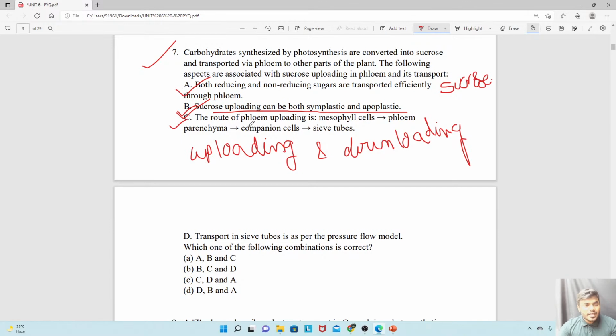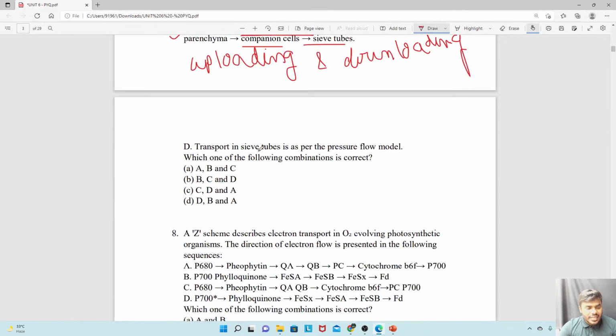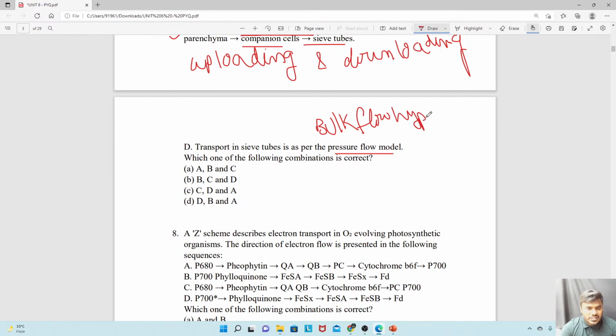Option C, the route of phloem uploading. We discussed that the mesophyll is the major cell where the sugar is synthesized. From the mesophyll cell, to parenchyma, companion cell, finally sieve tube element. So statement C is right. Option D, transport in sieve tubes as per the pressure flow model. We already discussed, we can also call it the bulk flow hypothesis or Munch hypothesis. So obviously option D is also right. Hence B, C, D is right.